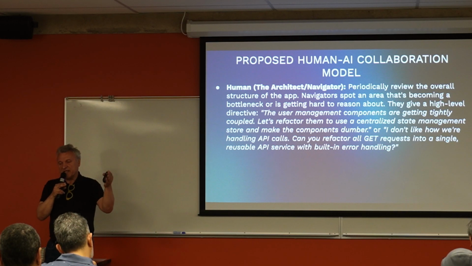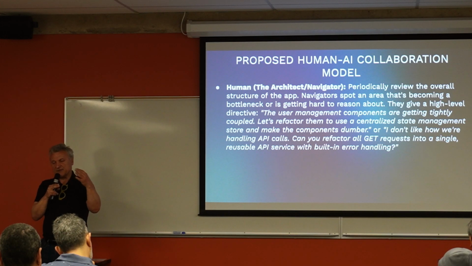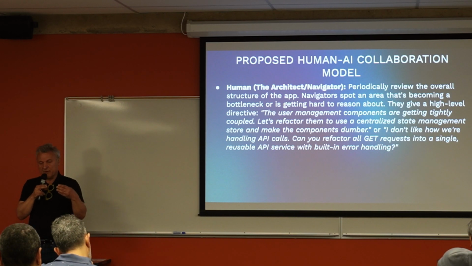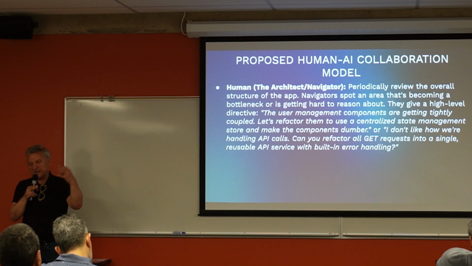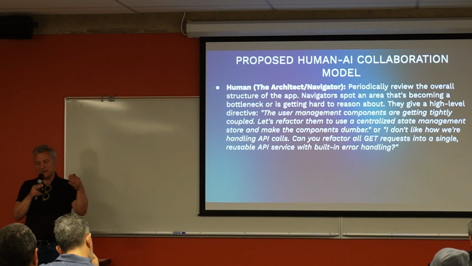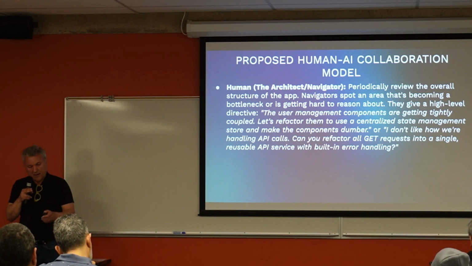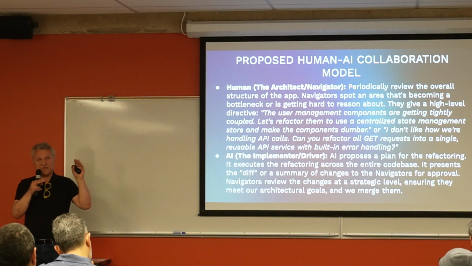For example, the user management components are getting tightly coupled. Let's refactor them to use a centralized state management store and make the components dumber. Or, I don't like how we're handling API calls. Can you refactor all GET requests into a single reusable API service with built-in error handling? So this is our directive, right? On the other side, the AI, or what I call implementer or driver.